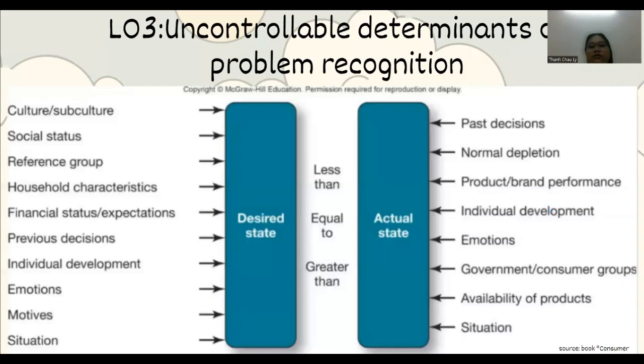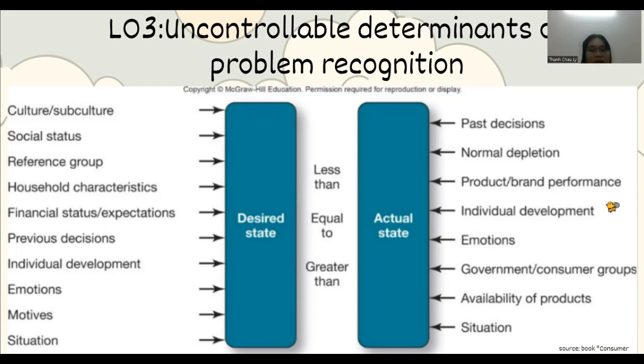We're going to talk about uncontrollable determinants of problem recognition. So we have to say that desired state and actual state. Desired state is something like culture, social class, reference, individual development, and actual state is like product, brand performance, individual development, student, or something like that. And the desired state symbolizes the desire to be recognized as a unique person with distinctive behavior between the West and Asia customers because of the cultural influence.